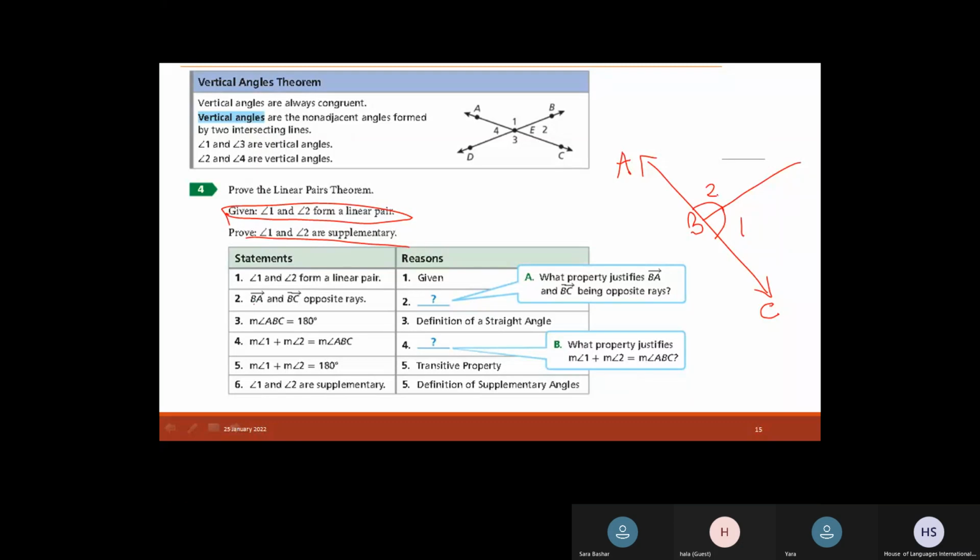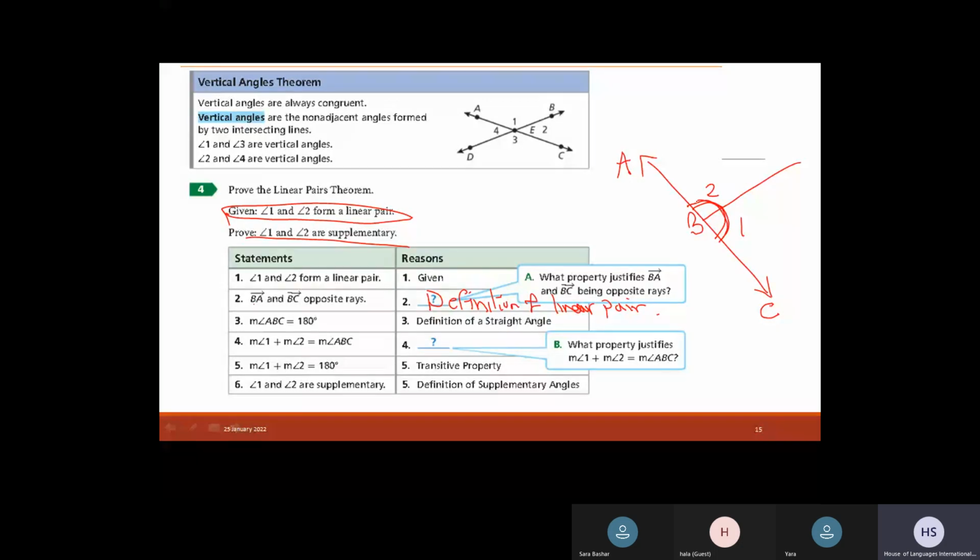Why? Who told me that BA and BC are opposite rays? Because of what? Because of the definition. Now, the third one. The measure of angle ABC is 180. Why? Because they make a straight angle, so they must be 180.